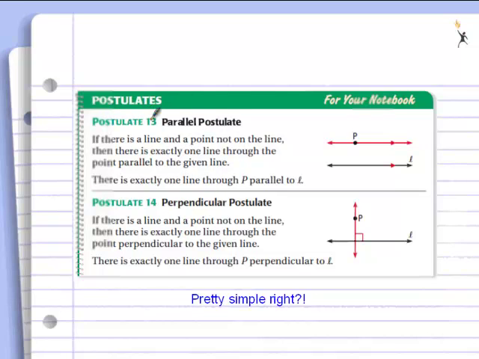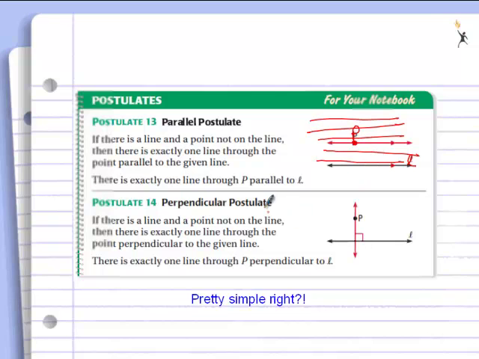Postulate 13, or just the parallel postulate, says if there's a line, like line L here, and a point not on the line, like point P here, then there's exactly 1 line through the point parallel to the given line, which makes sense. We could draw 100 parallel lines to line L, but only 1 of those is going to contain point P. That makes sense.